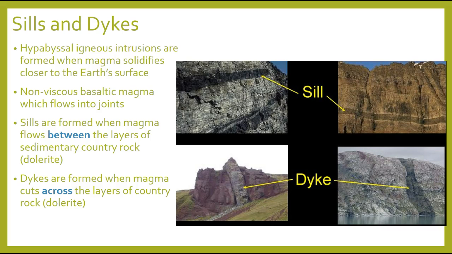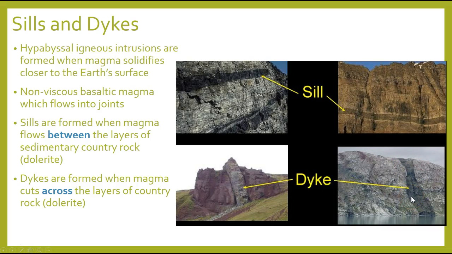So sills are formed when magma flows between the layers of sedimentary rock. So we can see here we've got sediments, we've got a sill here, and another one down here, and another sill over here. Whereas dikes are formed when magma cuts across the layers of the country rock. Both sills and dikes are dolerite in composition or classification because they are medium grained, not coarse grained, because they cool a lot quicker. So we've got a dike here and another one here.